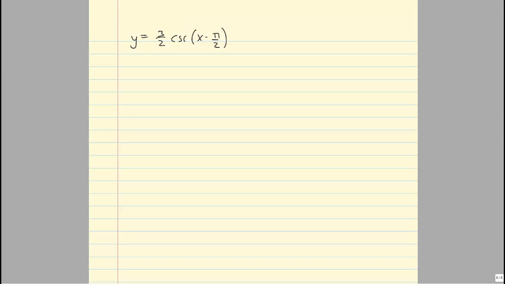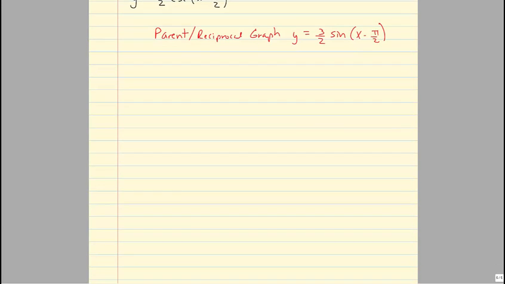So let's go ahead and write out our parent graph here, or the reciprocal graph. So what we want to graph is y equal 3/2 cosecant, the reciprocal of cosecant is sine, x minus pi over 2. So this is the graph that we want to look at, and then once we get that graph built, we will sketch the cosecant graph off of that.